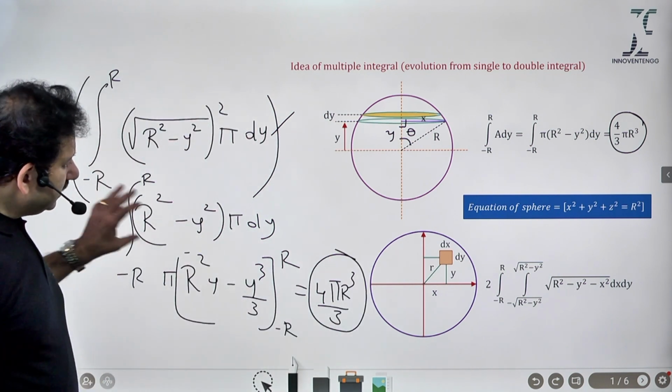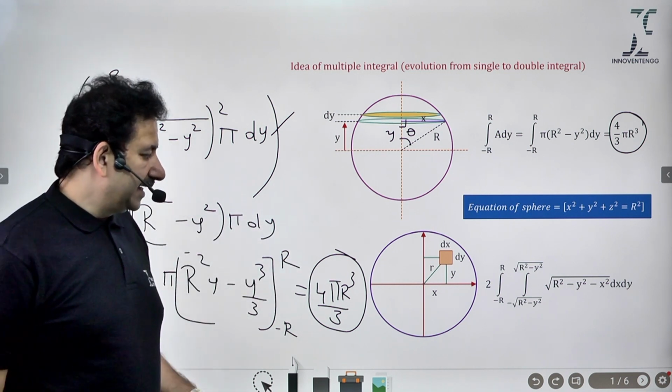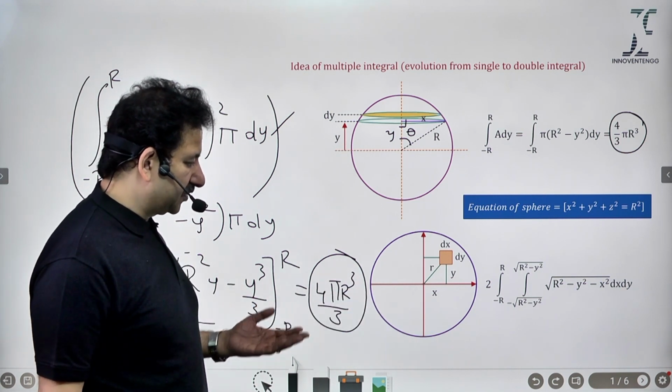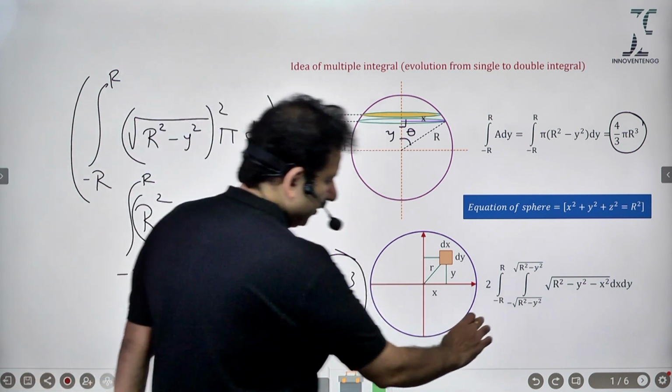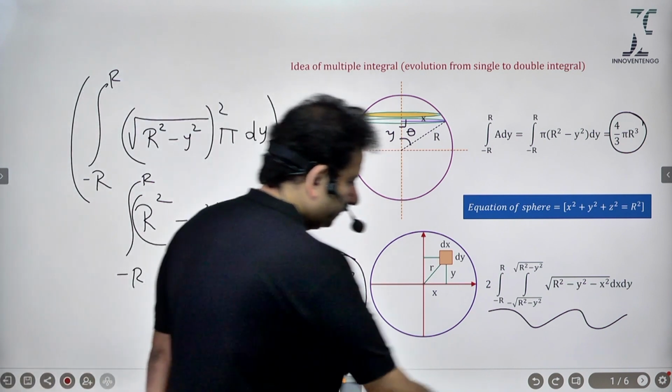Now this was just the single integral approach. Now let's move on and understand how exactly this can be re-represented. That is, this integral can be re-represented using a double integral. Let's try and do that next.